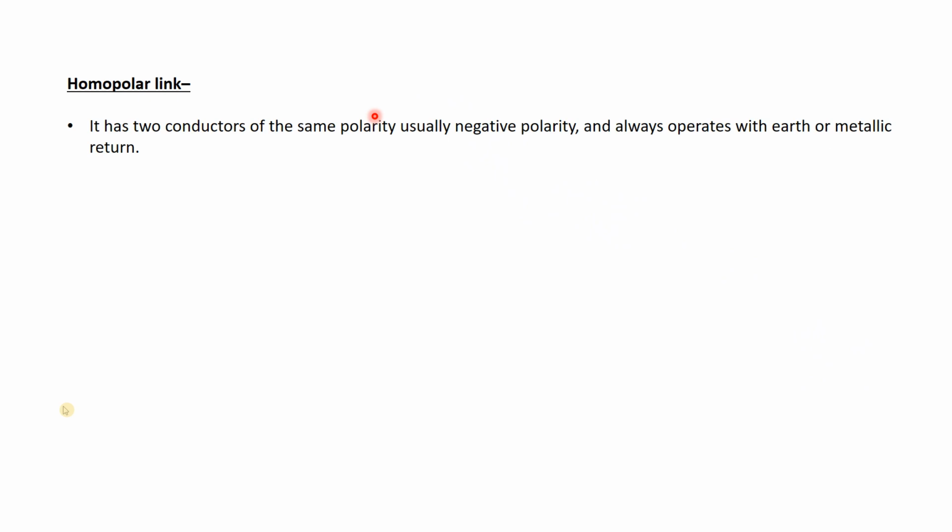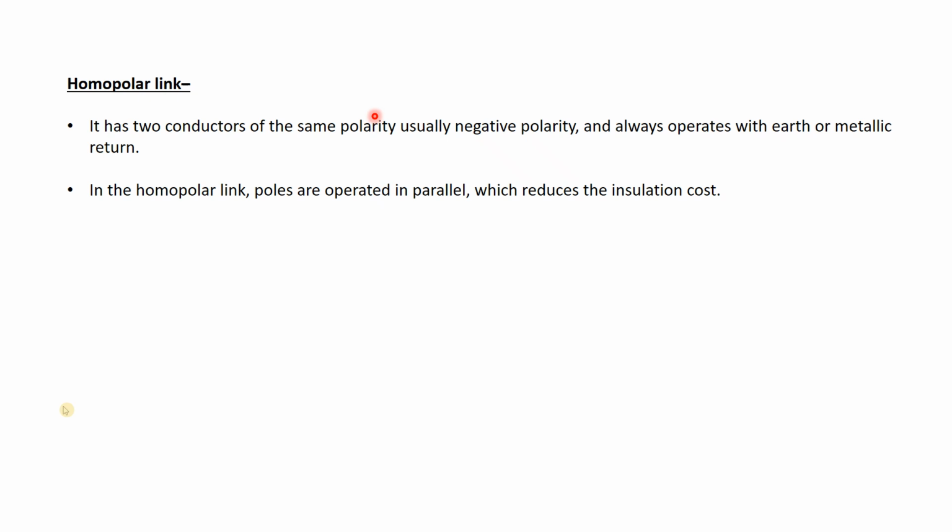Now the third one is the homopolar link. It has two conductors of the same polarity, using negative polarity, and always operates with earth or metallic return. So metallic return is used over here, and the two conductors used are not of opposite polarity. That means it is not positive and negative, both are negative. In the homopolar link, poles are operated in parallel, which reduces the insulation cost.